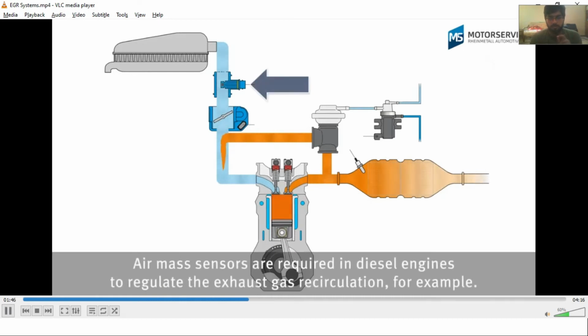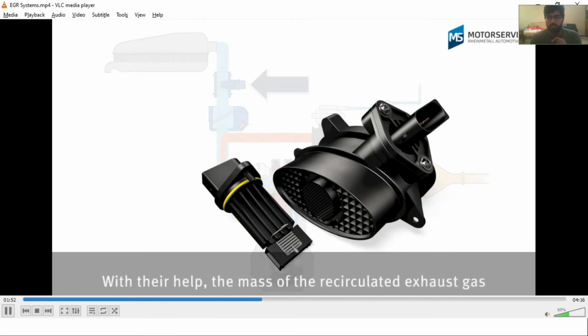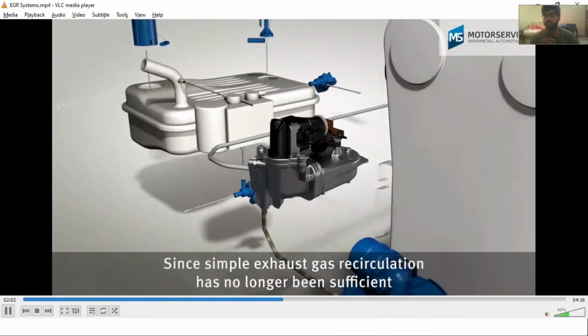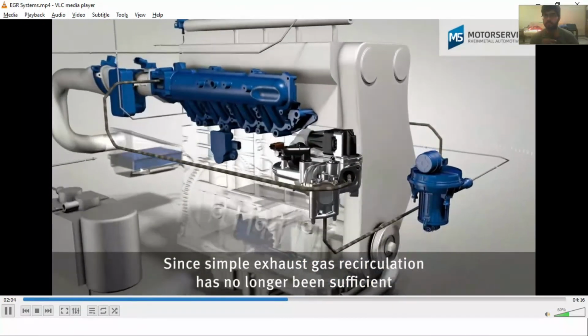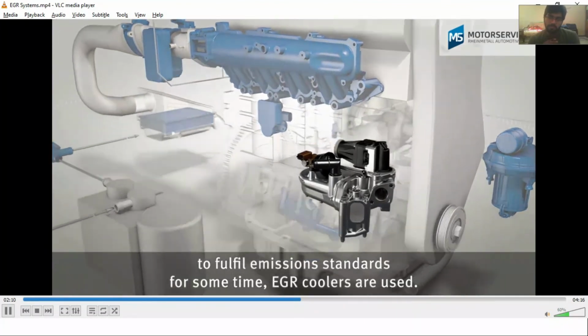Air mass sensors are required in diesel engines to regulate the exhaust gas recirculation, for example. With their help, the mass of the recirculated exhaust gas is calculated indirectly using the reduction of intake air. Since simple exhaust gas recirculation has no longer been sufficient to fulfill emission standards for some time, EGR coolers are used.